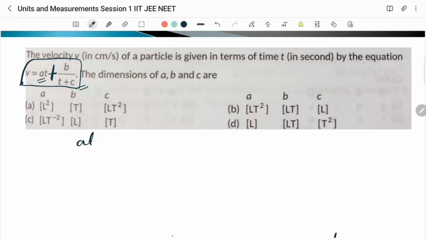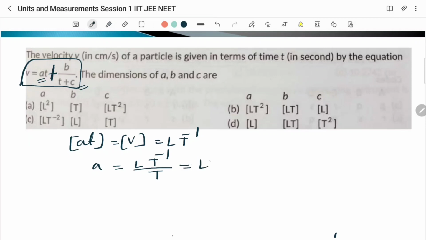So using that, we know that at has the same dimension as that of velocity, which is LT to the power minus 1. Therefore a has the dimension of LT to the power minus 1 by T, that becomes LT to the power minus 2. As soon as we have got this, we will surf through our options. So this option cancels out. The second option matches our result.